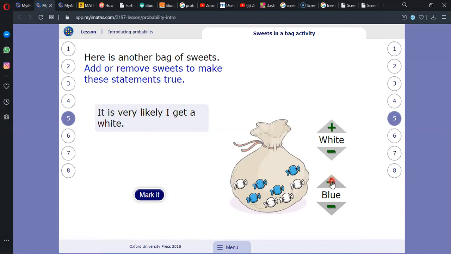Let's reduce the blue. No, there's the blue we should remove. Let's remove the blue. In fact, remove all of the blues and keep 1. Then I know it is very likely that I pick a white. And mark it. Yes, they are nearly all white. Thank you, guys. I believe you understand that.